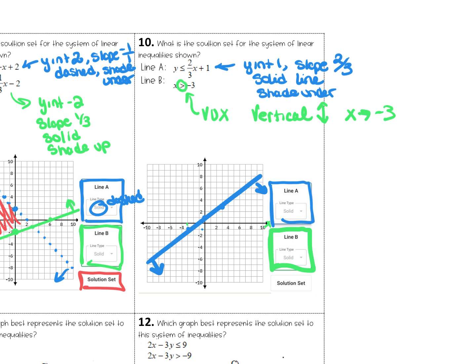I know from the symbol that I'm going to have a dotted or a dashed line. So make sure you pick this and change it to dashed. And again, vertical, up and down. So I'm going to draw an up and down dashed line.